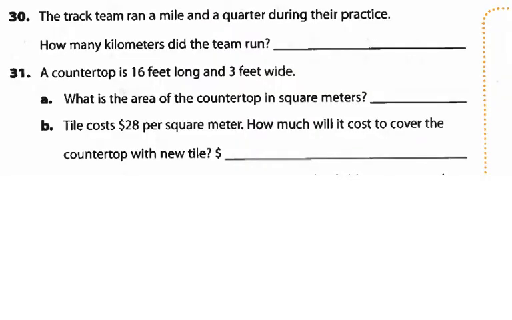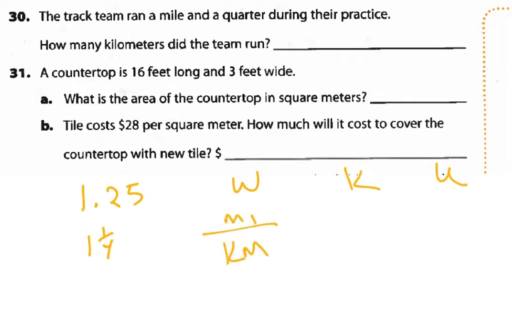Here are a couple other examples of what is on the independent practice, and you have a formative for that as well. So I'll start with 30. The track team ran 1.25 miles during their practice. How many kilometers did they run? Well, 1.25 miles. So that's 1.25 or 1 1/4, right? Miles. So let's talk about WKU here. I'm going miles to kilometers. And if you look at your conversion factors, then you know that 1 mile is 1.61 kilometers, approximately equal to.